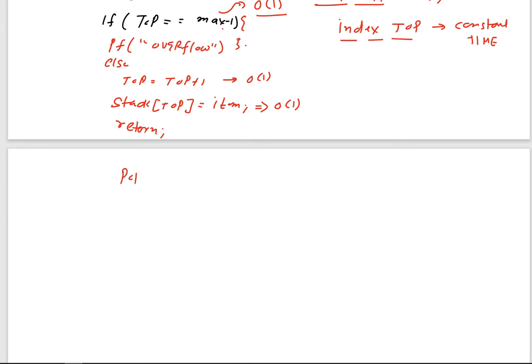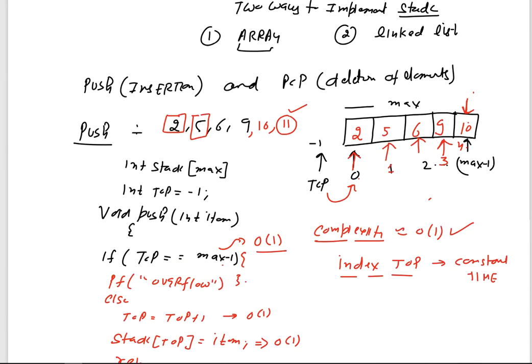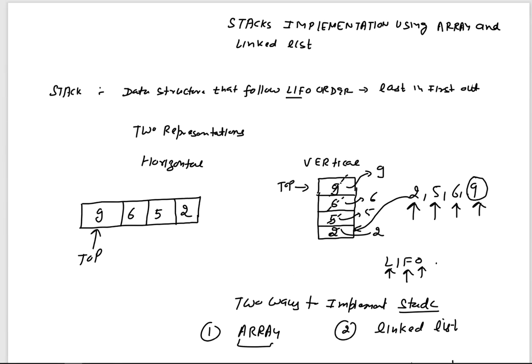So what is the pop operation? That is, we want to delete an element. If you follow the concept of the stack, from where can we delete the element? Because the stack follows the LIFO order, last in first out, meaning the last element. What is the last element? If you see here, this is the last element. We can delete the last element first. It means that the only way to delete an element from the stack is from the top.